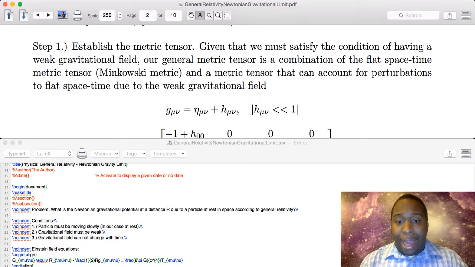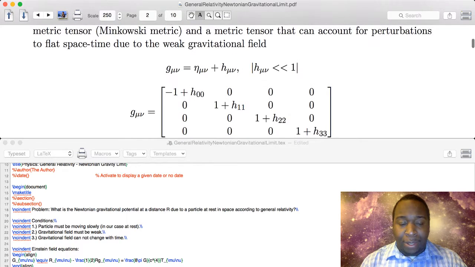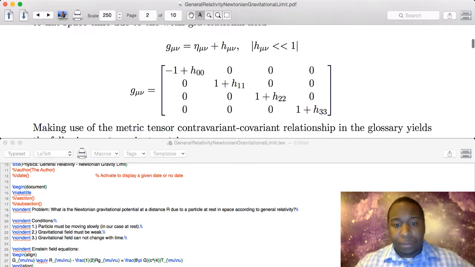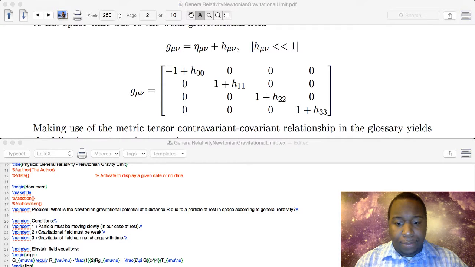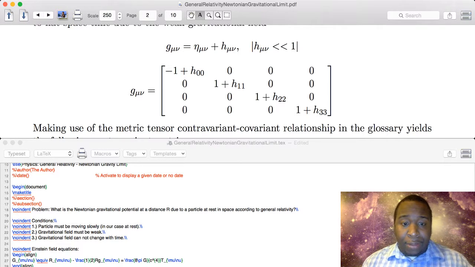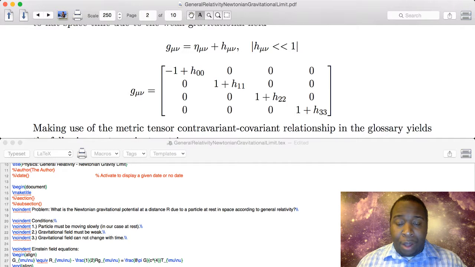So the one thing that I added was the fact that h sub mu nu should be much less than 1. And I've also added what the metric would basically look like, where this metric is basically just a diagonal matrix. So all the off-diagonal elements are equal to 0, and we're only concerned with elements along the diagonal.